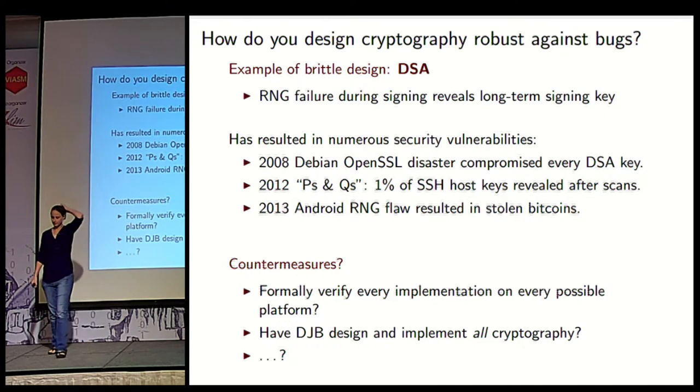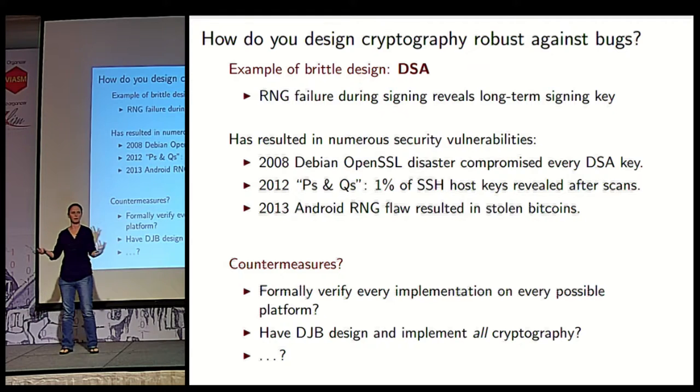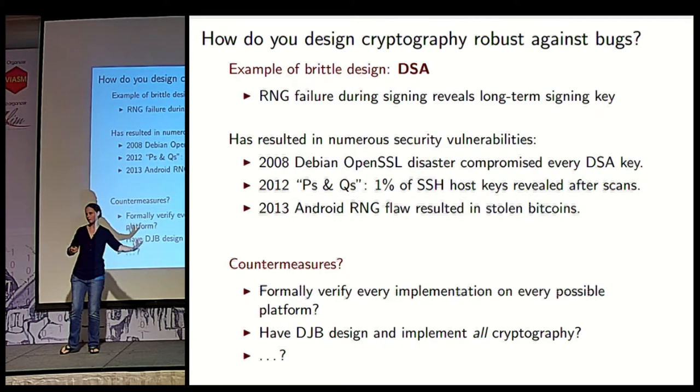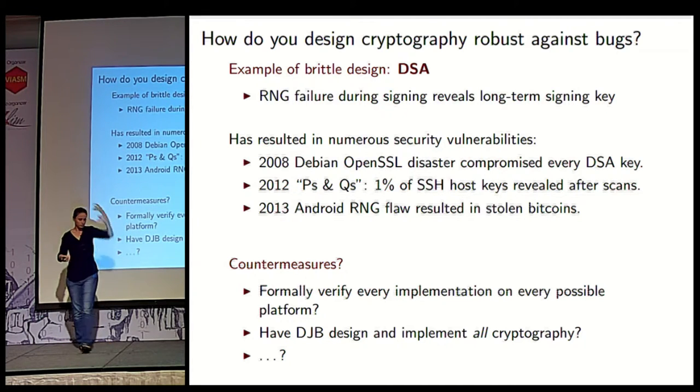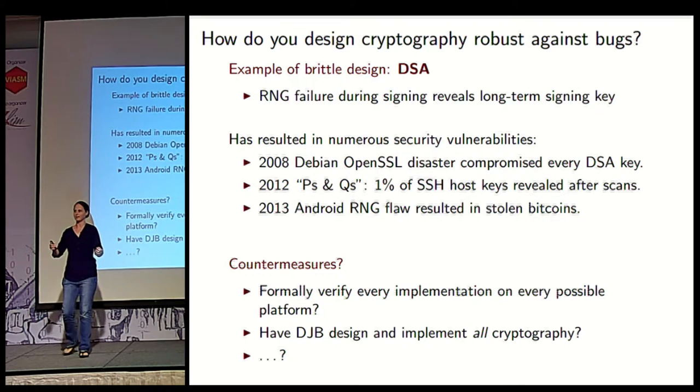In 2012, we did a study, Mining Your Ps and Qs, looking at random number generator failures. Most people focused on the impact of the random number generator failures on RSA, but similarly for DSA, we were able to compute 1% of SSH host keys just by finding people who reuse the same randomness across two different signatures on two scans that we did of SSH hosts.